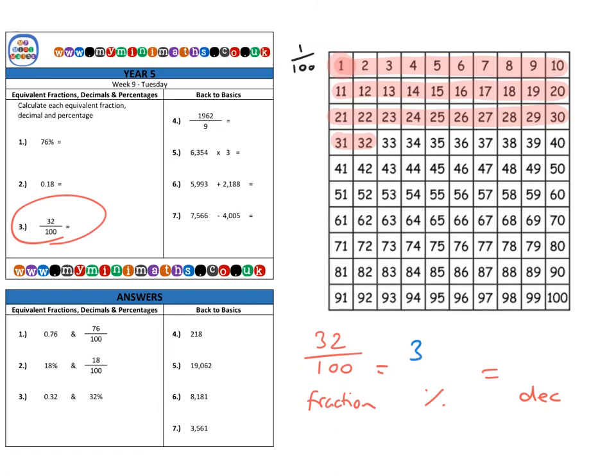So that's 32 out of 100. It's the same thing, just written slightly differently and said slightly differently. 32 per 100. And as a decimal, we know it's 32 pence out of a £1. So it's 0.32. If I get rid of that, now you can see the clear decimal.